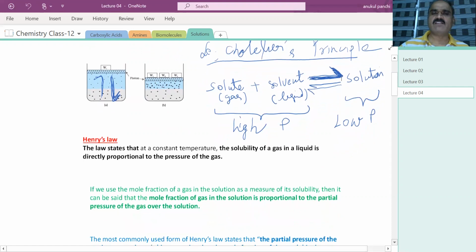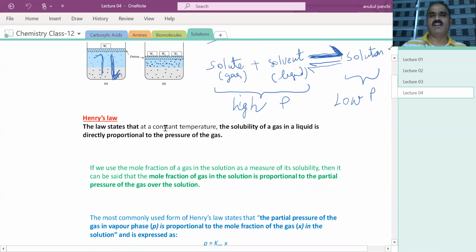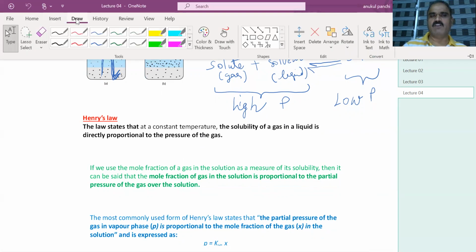First of all, what is the statement of Henry's law? Very simple. Henry's law states that at constant temperature, this is important, at constant temperature, the solubility of a gas in a liquid is directly proportional to the pressure of gas. Temperature remaining constant, solubility is directly proportional to pressure. It means the higher the pressure, the higher the solubility.